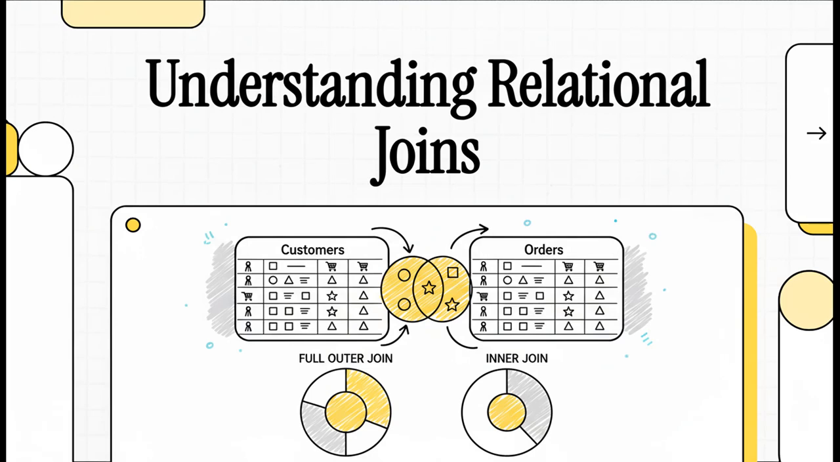All right, today we are diving into something that is absolutely essential for making sense of data: relational joins. This is the real magic that lets us connect all these different pieces of information to see the big, powerful story they tell when you bring them together.